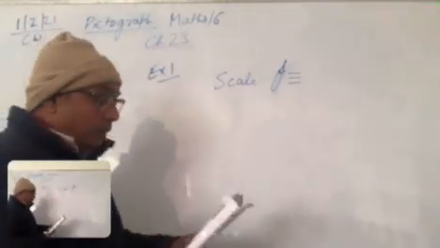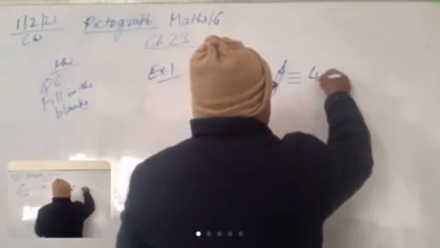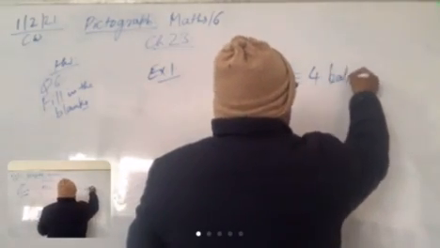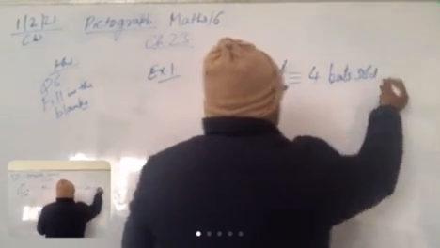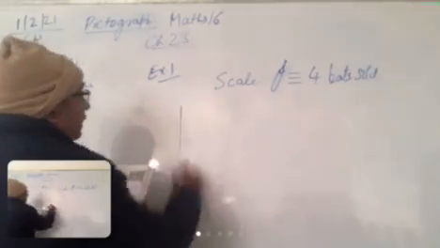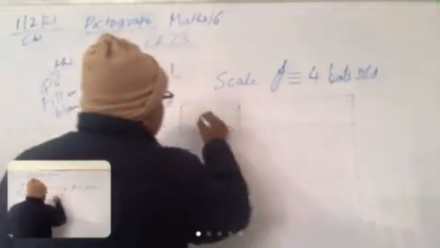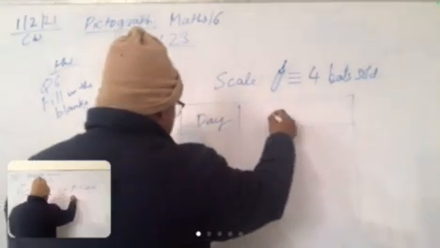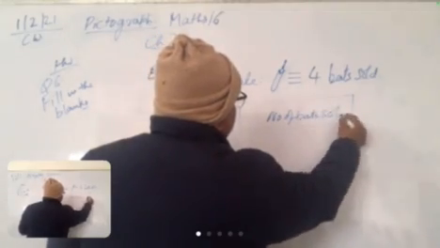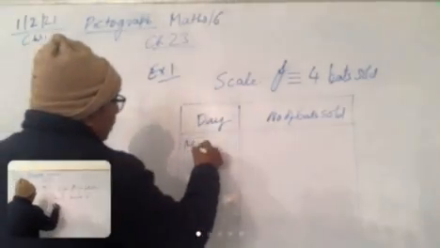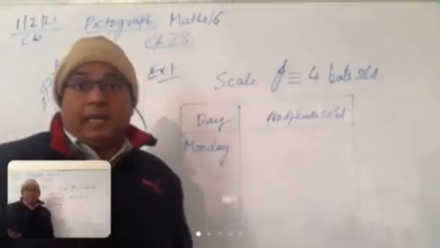Otherwise, suppose now this is the bat, according to the book the bat is 4. Suppose bats sold, and now suppose this is the table. This is the day, and this is the number of bats sold. Suppose on Monday, suppose on Monday 6 bats are sold.